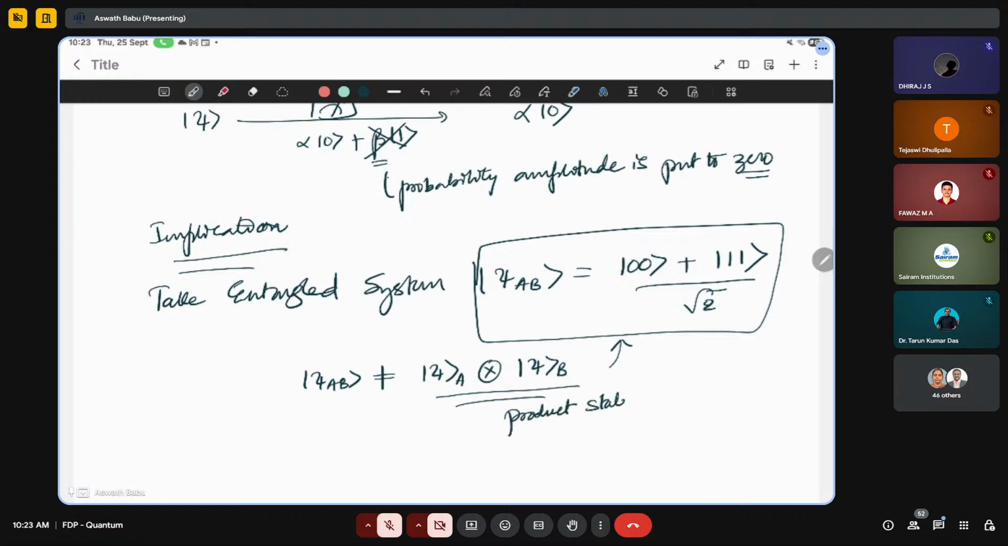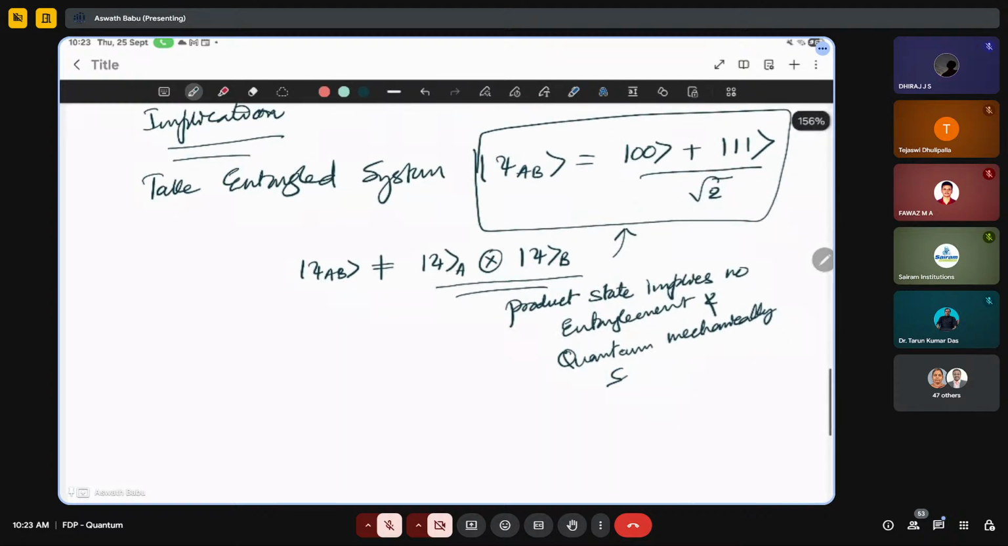Product state implies no entanglement, and quantum mechanically separable. Quantum mechanically. Don't confuse this with the classical, physical separable. Physical separable has nothing to do with quantum mechanically separable.